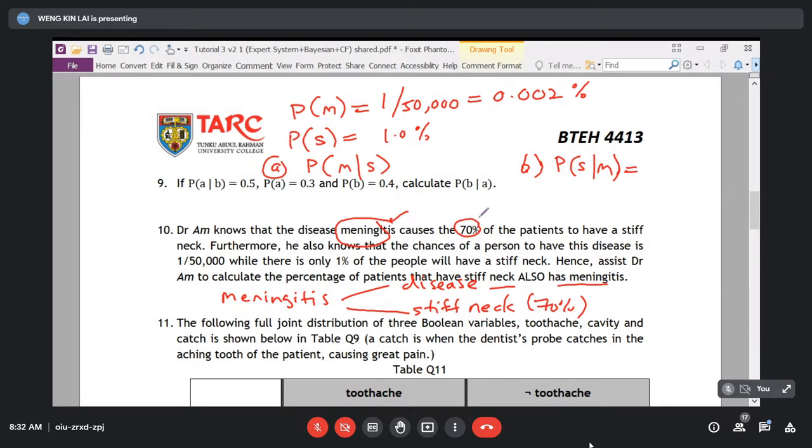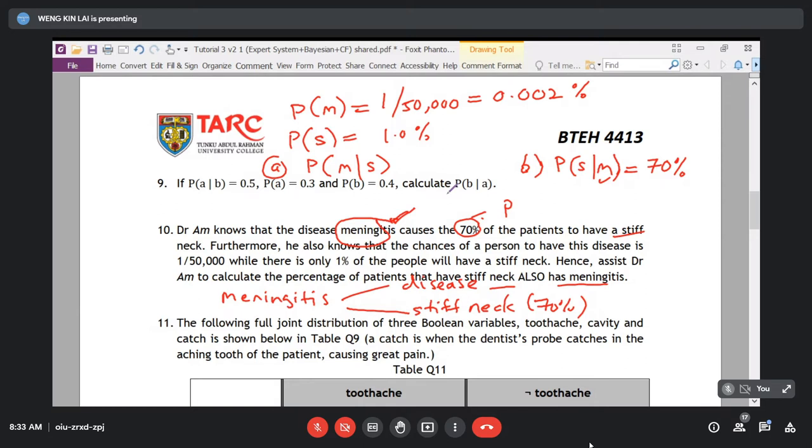Let me repeat. This 70% basically says the probability of someone having a stiff neck, given that the person has meningitis. So on top of that, isn't it? First part, just to clarify. Look at it. What is the condition here? The condition is the patients already have meningitis. So on top of that, they have this stiff neck. So this is the probability of a person having a stiff neck, given that the person already has meningitis, which is this one.